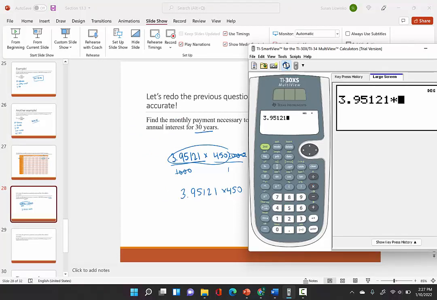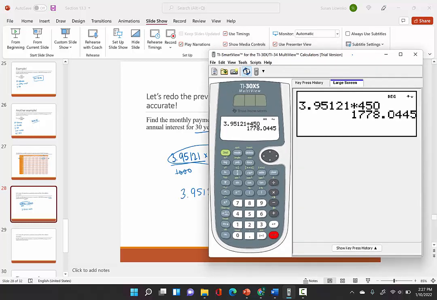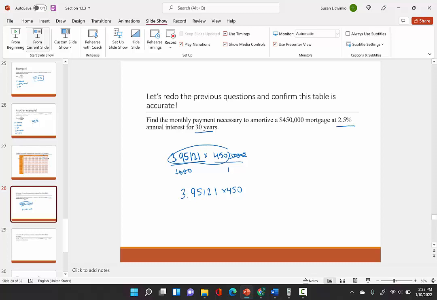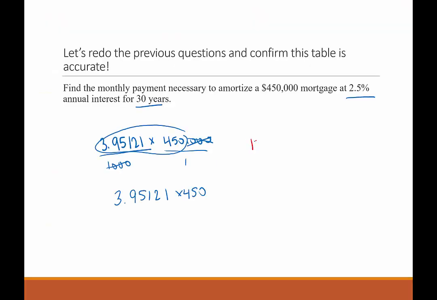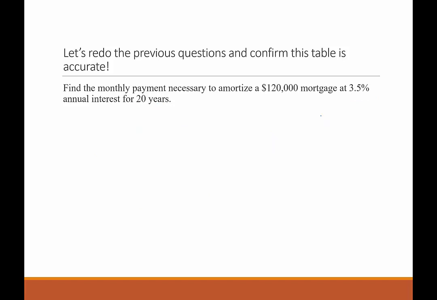When I type this in, 3.95121 times 450, we get 1778.04. There we will round because now we are talking about a monthly amount. So it does work. Yay! Oops, it turned red. That's okay. 0.04. So this just confirms that we could use this table if we can, right? Only if we can.